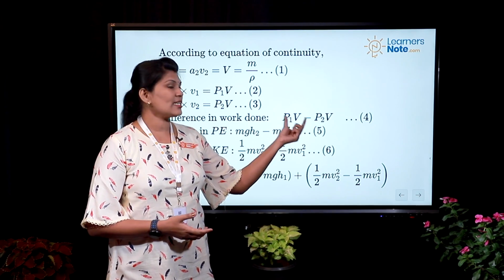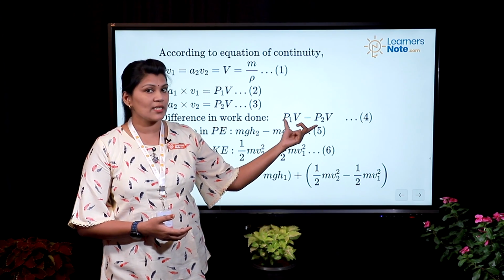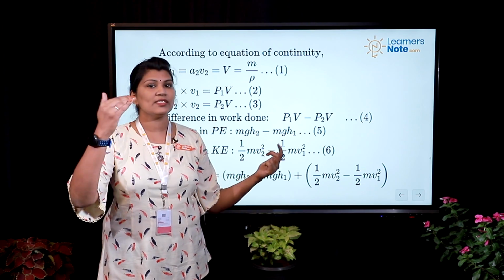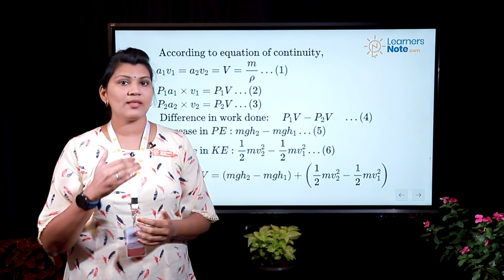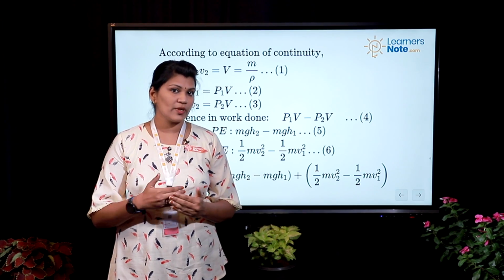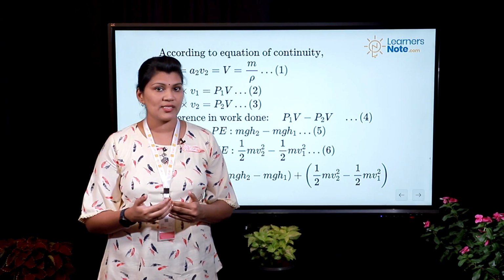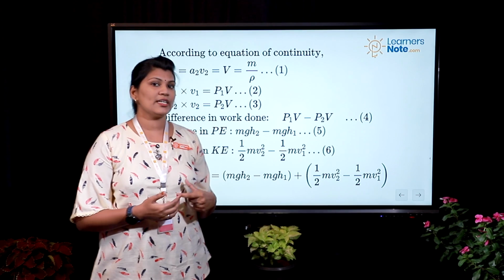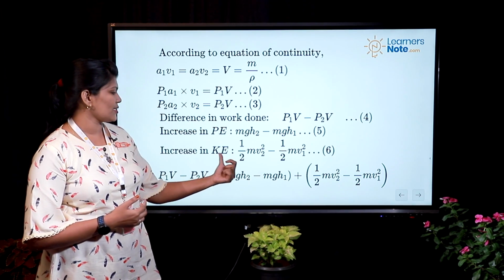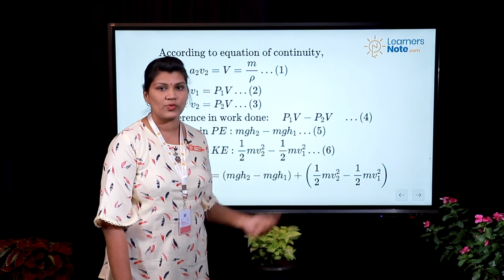This pressure difference, this difference of pressure energy, causes the movement of fluid from the first level to the second level. That means the velocity of that fluid is changing. If the velocity of a fluid is changing, what will happen? Its kinetic energy will change. So the change of kinetic energy of that particular fluid is represented by the increase of kinetic energy, which is equal to half m v2 square minus half m v1 square.